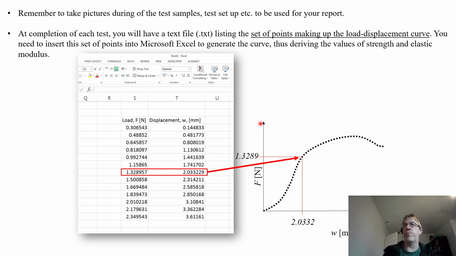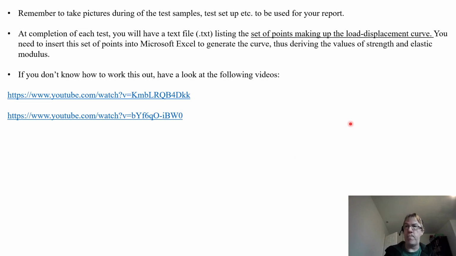Oh, sorry, go back to where we are. If you don't know how to use Microsoft Excel to do this sort of thing, these two videos may be of help, but I would strongly suggest you come to our tutorial sessions.